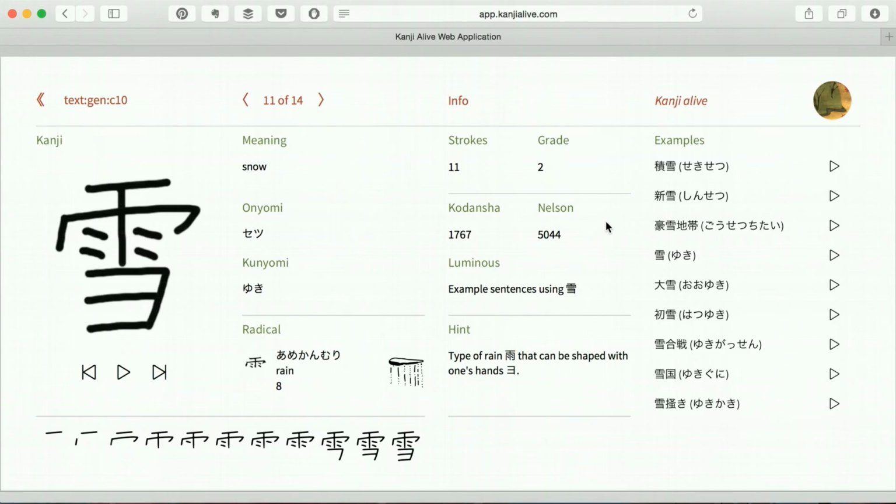Shinsetsu is new snow, fresh snow. Yuki, snow. Oyuki, as you can guess, is a lot of snow or heavy snow. Hatsuyuki, first snow of the season. Yuki Gassen is a snowball fight, literally snow battle. Yuki Guni, snow country. And Yuki Kaki, my least favorite winter activity. Or wait, oh, I thought that was shoveling snow or snow plow.